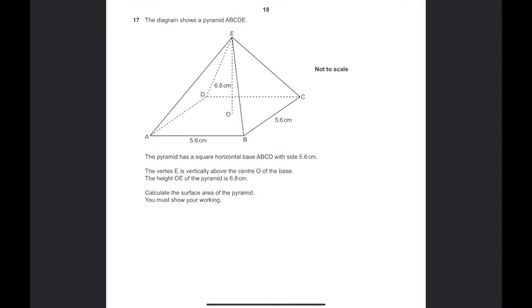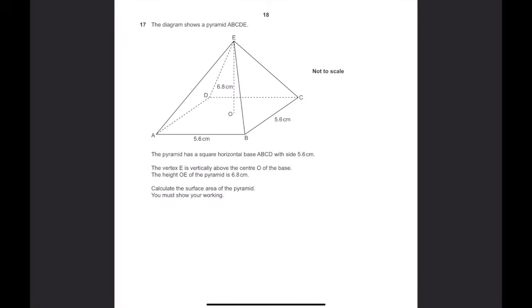The diagram shows a pyramid ABCDE. The pyramid has a square horizontal base ABCD with side 5.6. E is vertically above. Calculate the surface area of the pyramid. We have two separate things we need to do here. We have a square base at the bottom. That is just going to be 5.6 squared, which is going to be 31.36 centimeters squared. That is going to be useful later.